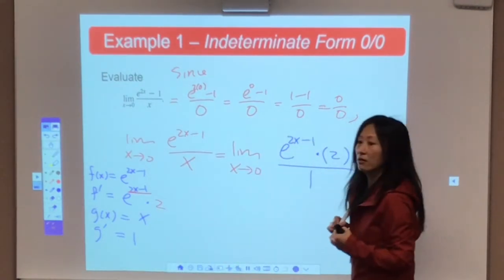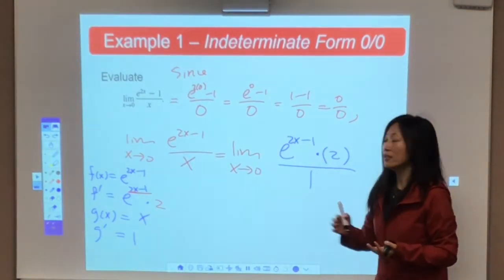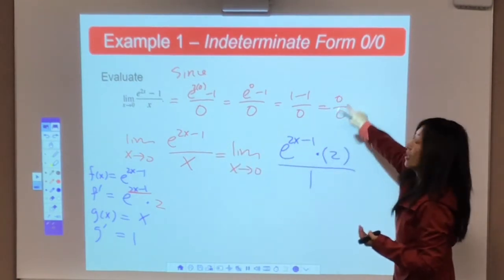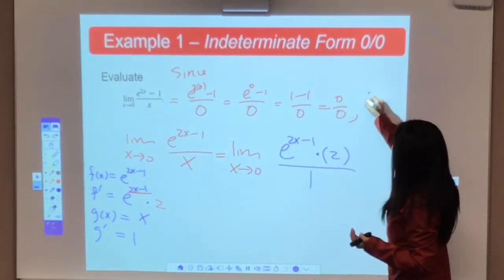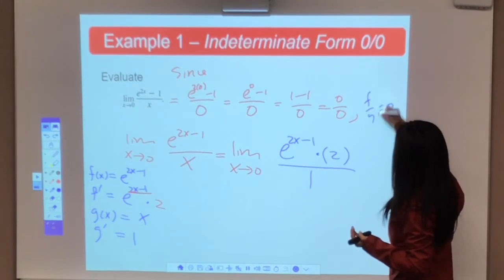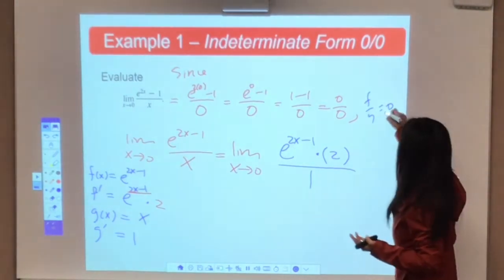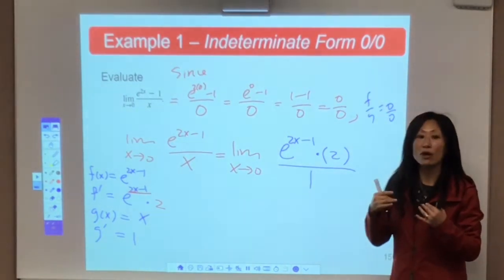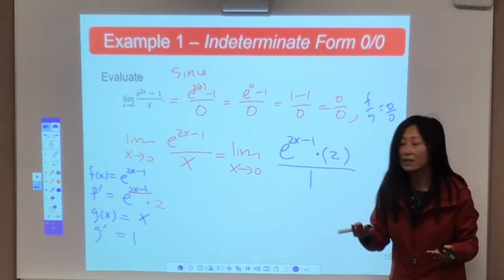That. L'Hopital's rule says if we have a 0 over 0, which we got, right? The f and g are equal to 0. We got a 0 over 0, so we can use L'Hopital's rule. Are you with me, class?